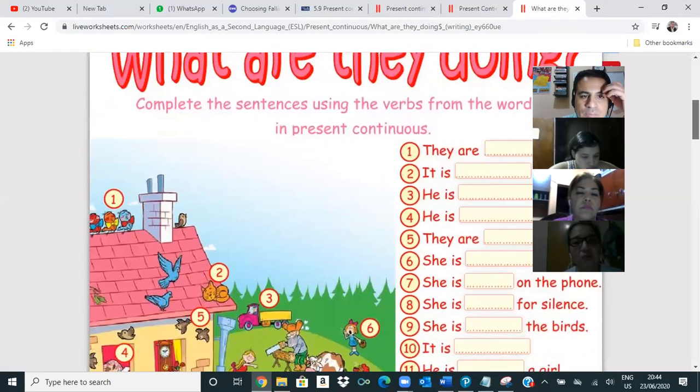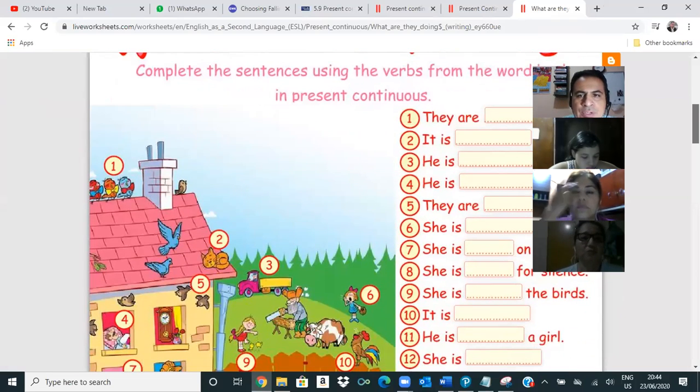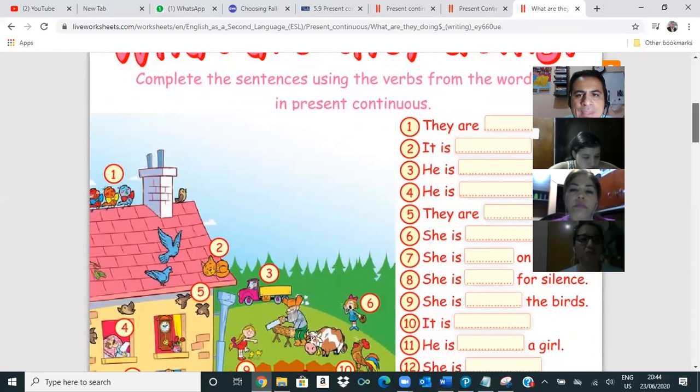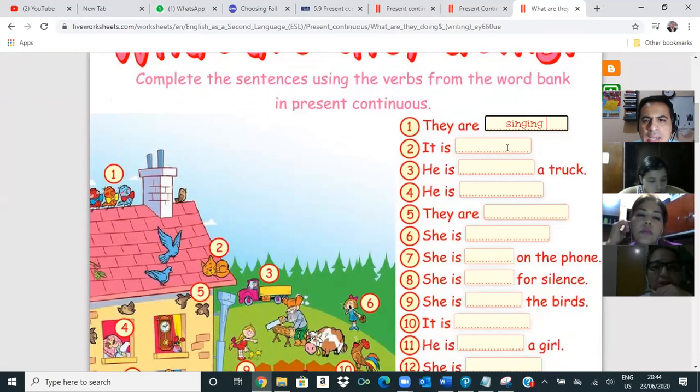Okay. The other one is very similar. You have to look at the picture. Y hay un número que corresponde a esa sentence. For example, number one. They are, y aquí están los pajaritos. What are they doing? They are singing. Singing. Very good. Number two. Aquí está el gatito. He is sleeping. Sleeping. Creo que hay que ponerle un puntito al final, pero bueno.